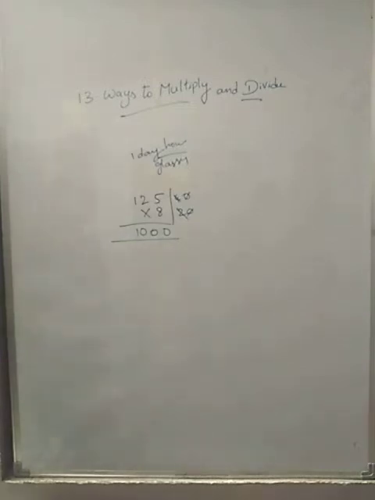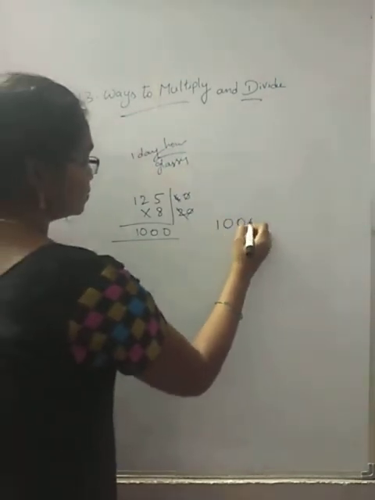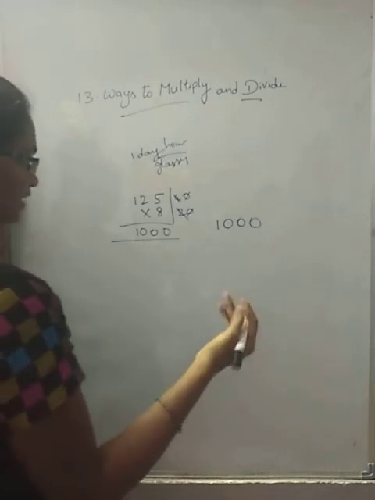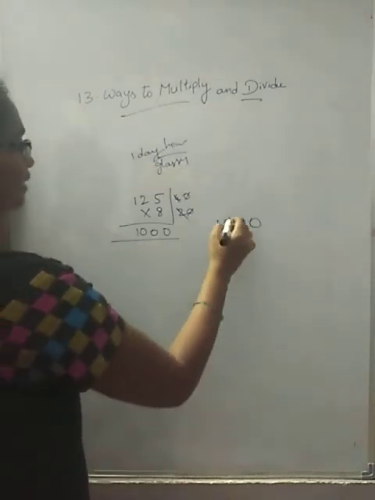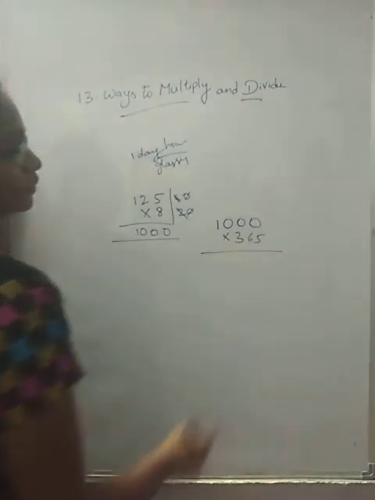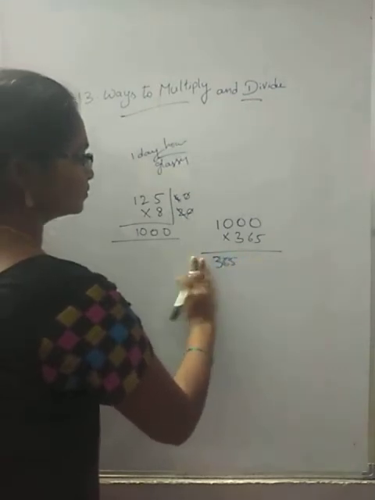That means for 30 days. But they are not asking for 1 month, they are asking for 1 year. For 1 year, 1000 into how many days? 365 days. One day 1000, 365 days.